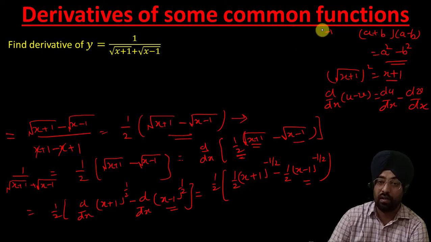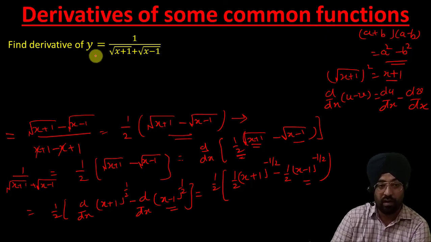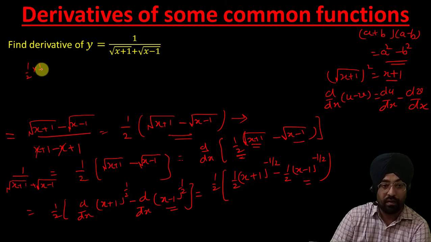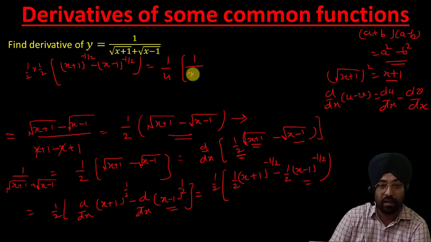It is not difficult. Now this half gets common, so half into half gets common. It becomes (x plus 1) raised to the power minus half minus (x minus 1) raised to the power minus half. Half into half is 1 by 4. So it can be written as 1 by (x plus 1) raised to the power half minus 1 by (x minus 1) raised to the power half.